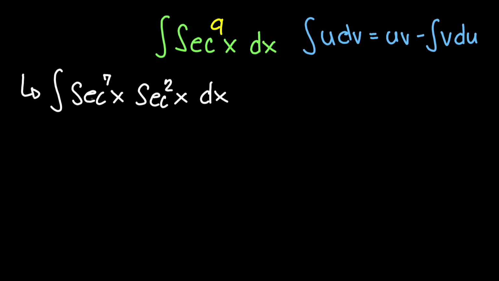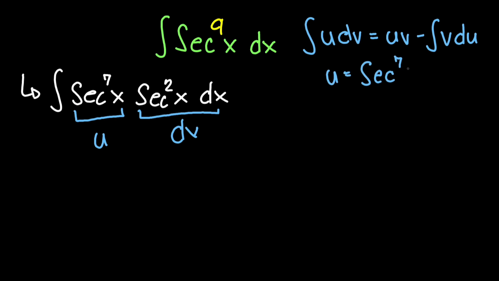And this is where our factored out secant squared of x comes into play, wherein this would be a part of the dx itself, making this our dv. And for this one, secant to the power 7 of x would be our u. According to the formula, we need here the v and the du. So for this one, let's get the du first. U in this case is equal to secant to the power 7 of x.